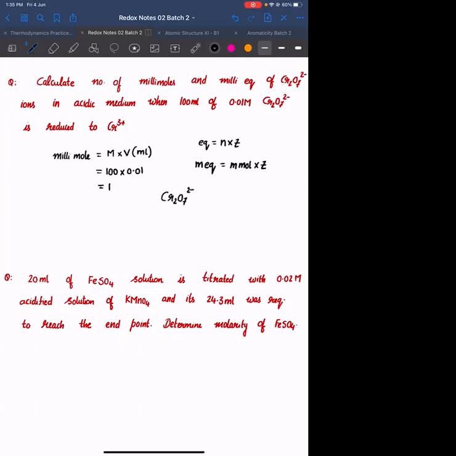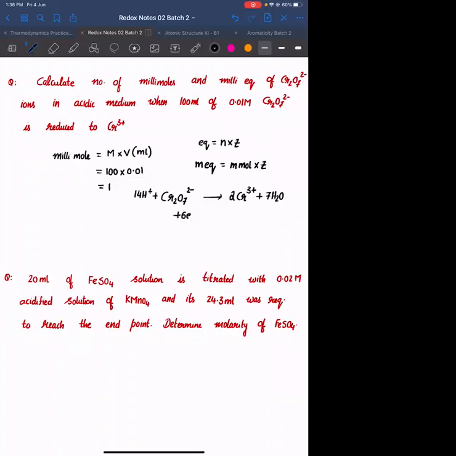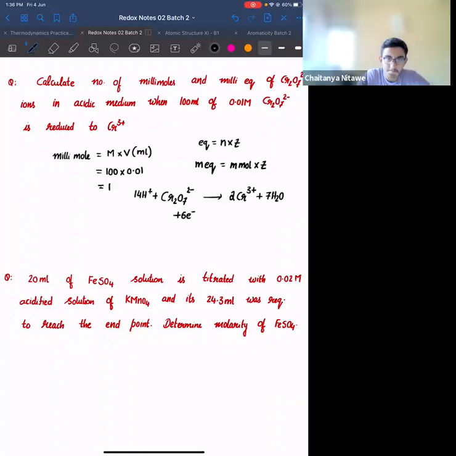They're saying that Cr2O7 2- is converted into, or reduced to, Cr3+. What is the Z factor? Answer: 2 Cr3+ will be formed. What do I need to add here? 7H2O, and 14H+ on the other side. That is 6 electrons. So the number of electrons per molecule of Cr2O7 2- is 6. So the Z factor is 6.